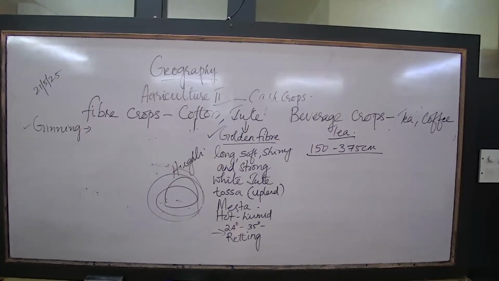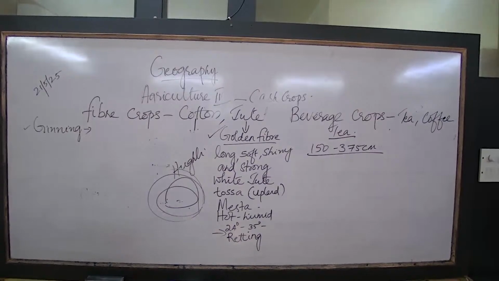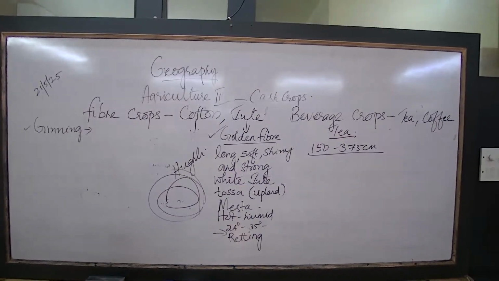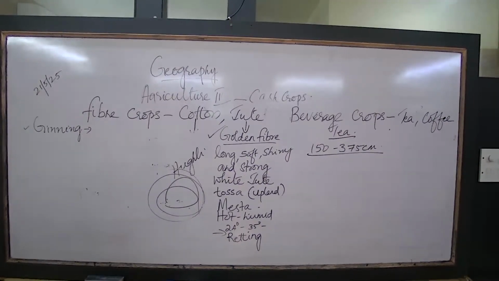Baba Budan brought this particular crop to India and planted it on the Budan hills. That is why that place and this crop got the name. So who introduced it? Baba Budan, and it was planted in the Budan hills of Karnataka. Now we have three varieties in India.